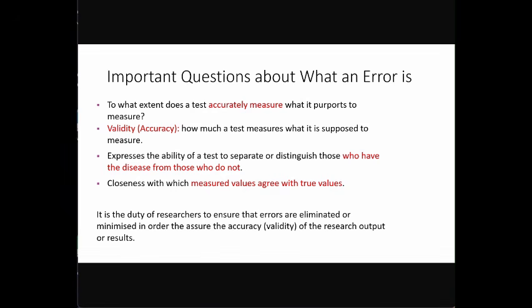Now, at times, it is very difficult, but what we strive to do is that we try to get closest to the truth, which we do not know, as much as possible. That is, we are striving for perfection, but we don't know whether we got there or not.